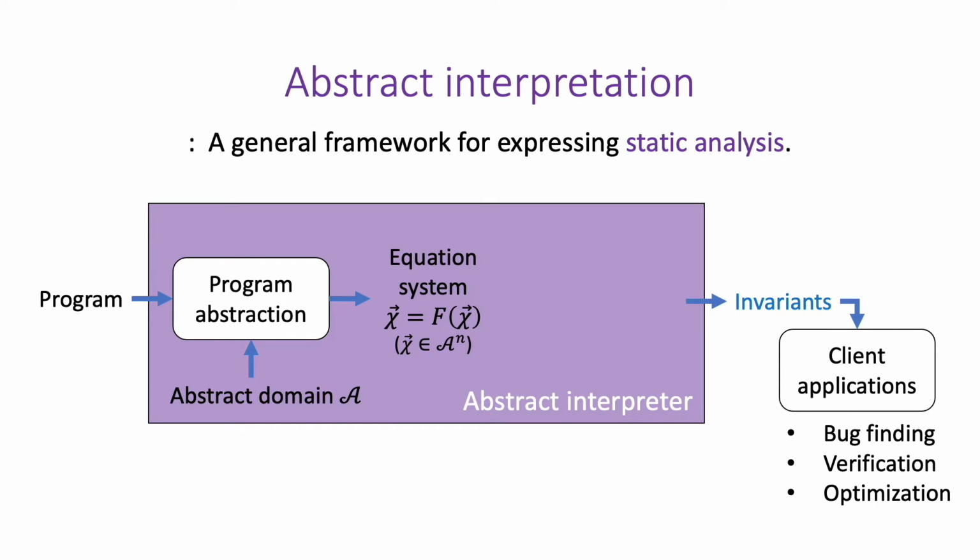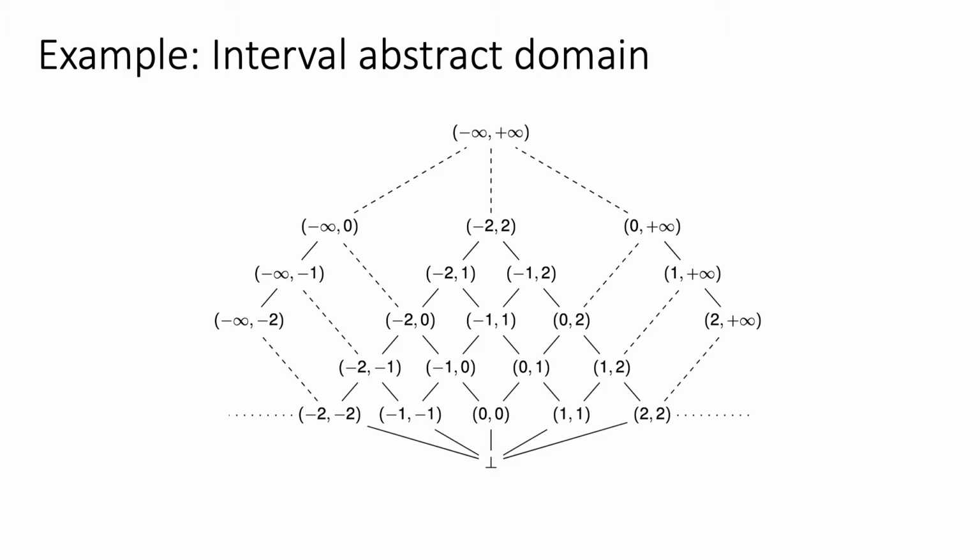This step is parameterized by an abstract domain whose values express the program invariants. The next step is the fixed-point computation, which solves the equation system. The solution of the equation system will be the invariance of the input program. This is an example abstract domain that captures a lower bound and an upper bound of some variable.